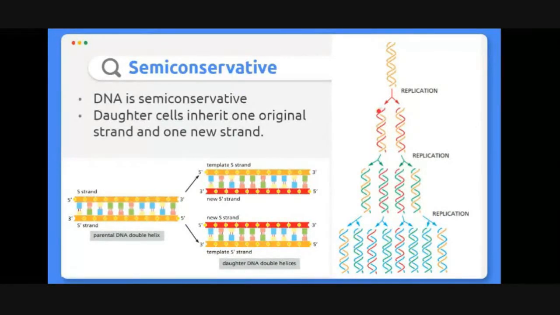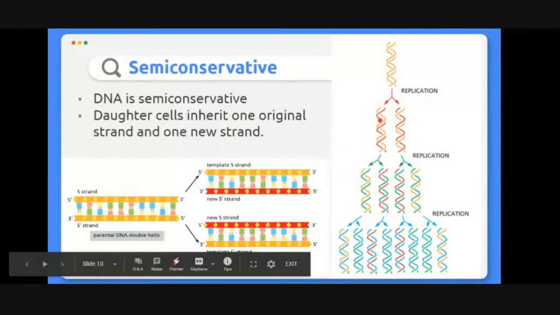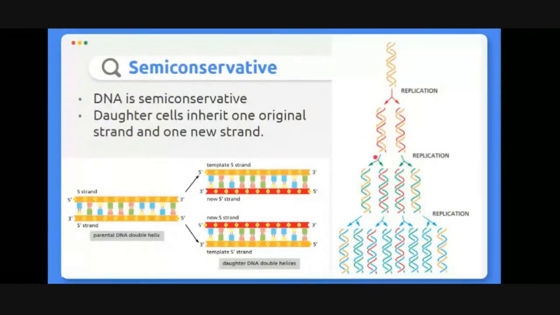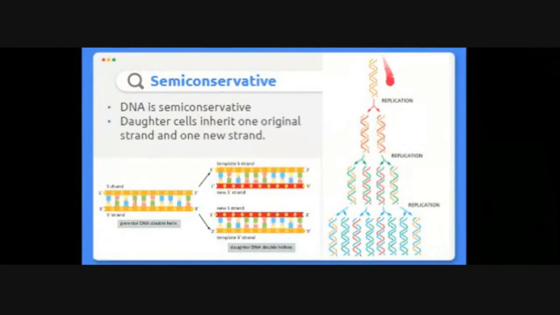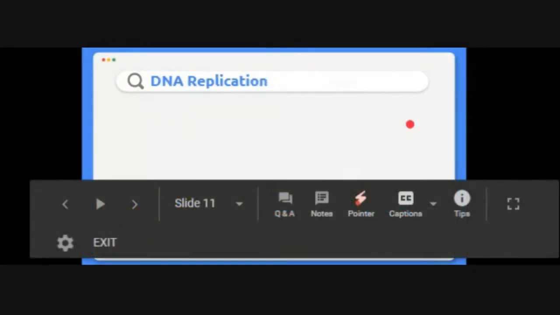Yung isa, naka-inherit ng one original strand, yung yellow, and new DNA strand, yung red. And similarly sa isa pa. So, if you take a look again at this generation, yung daughter nito, makaka-inherit ng original strand, red and yellow, di ba? Yung original dito, red and yellow, and new DNA strand, yung green. So, yun lang naman yung ibig sabihin ng semi-conservative, okay? Okay. So, let's move on.